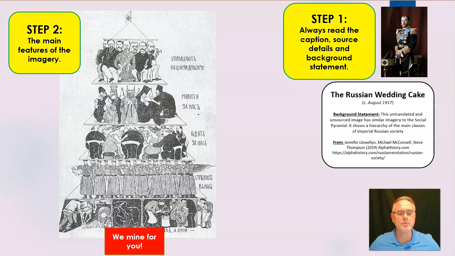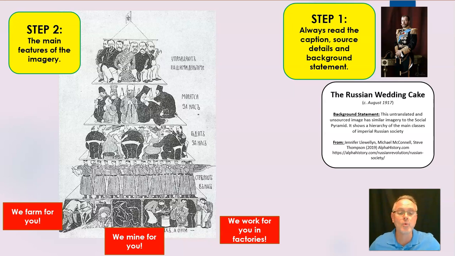Step 2, main features of the imagery. Let's think these through. In the middle down the bottom, we have the miners in their dark coal mines. We mine for you. We have our farmers, our peasants. We farm for you, and we have workers in factories with their hammers, with their metal, with their tools. We work for you in factories. Then again, we have the army shooting at them, keeping them in their place.